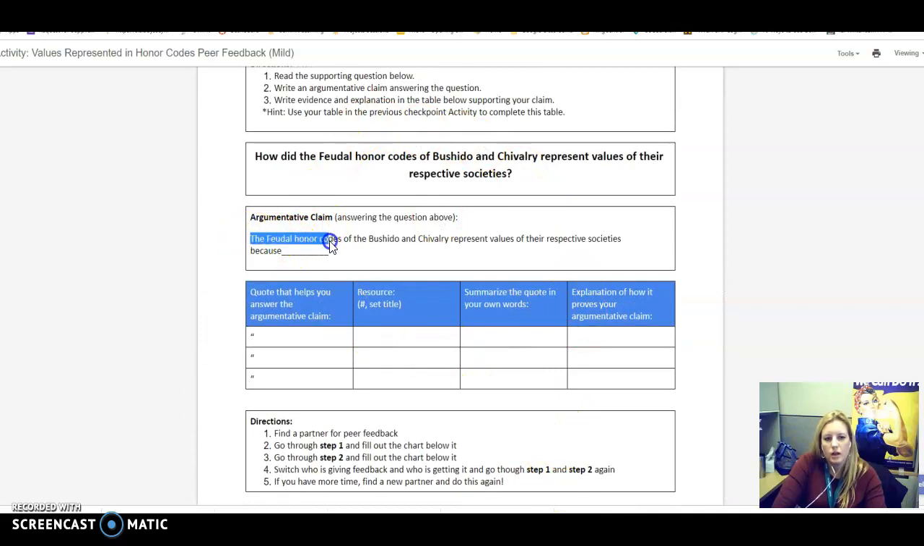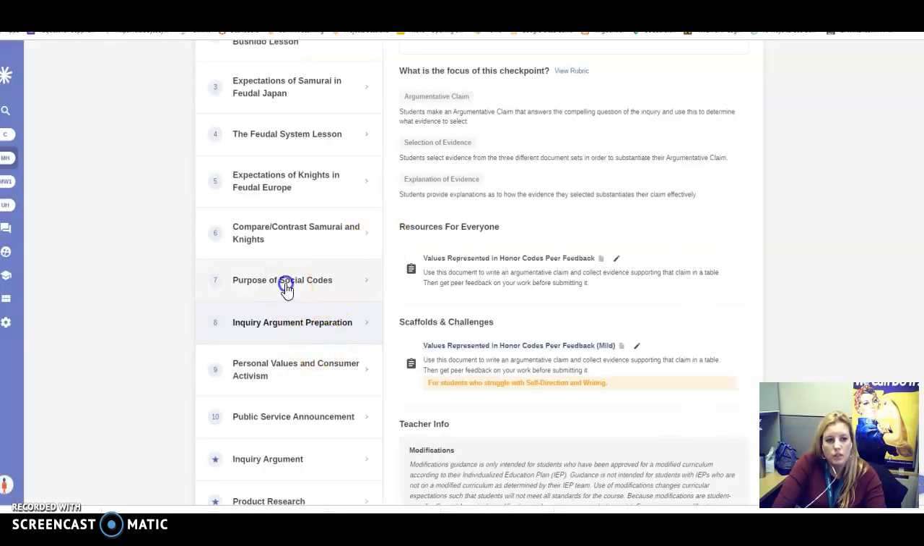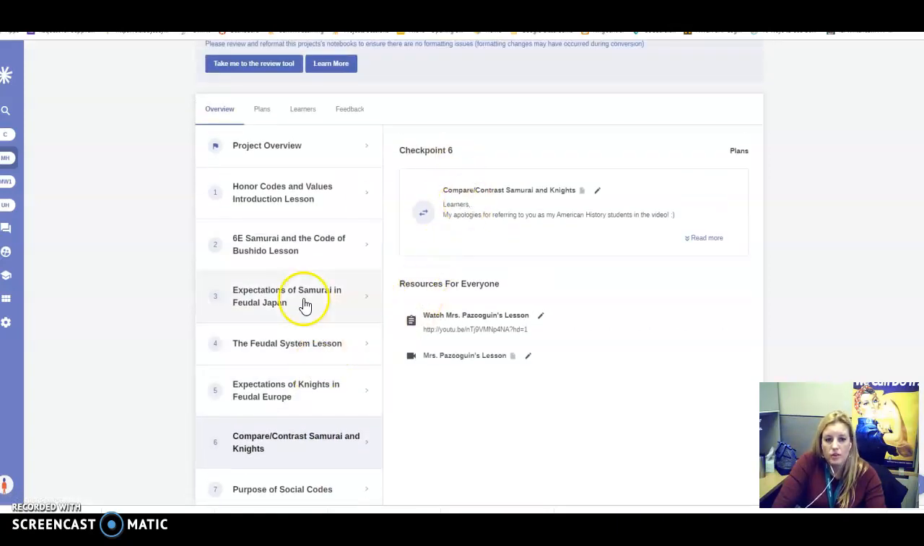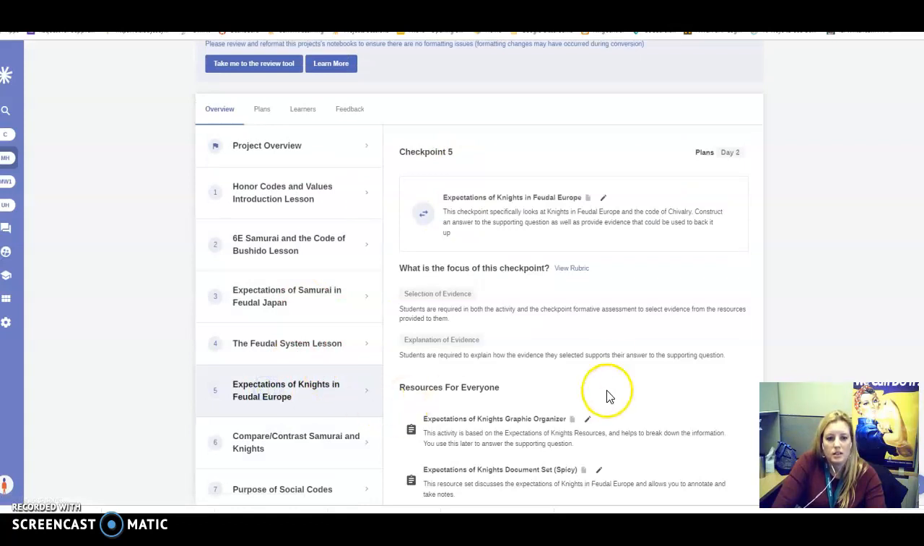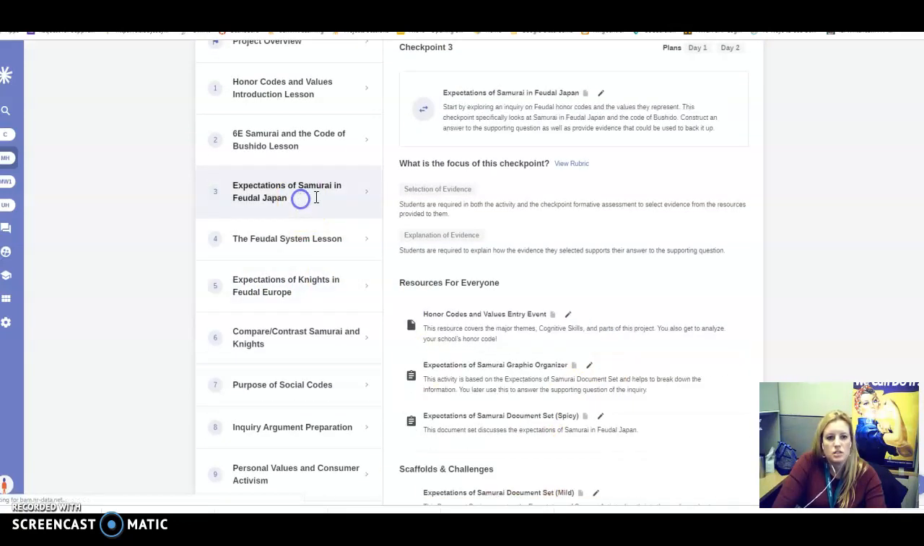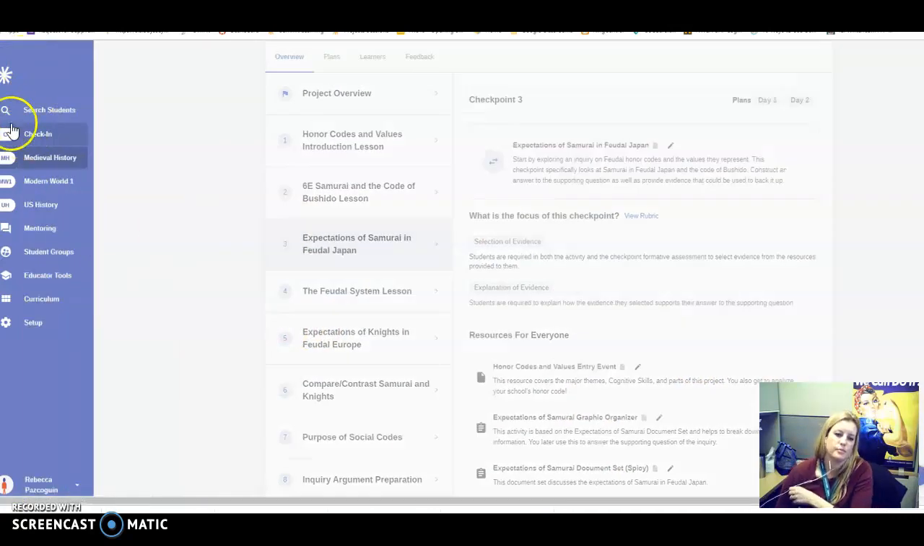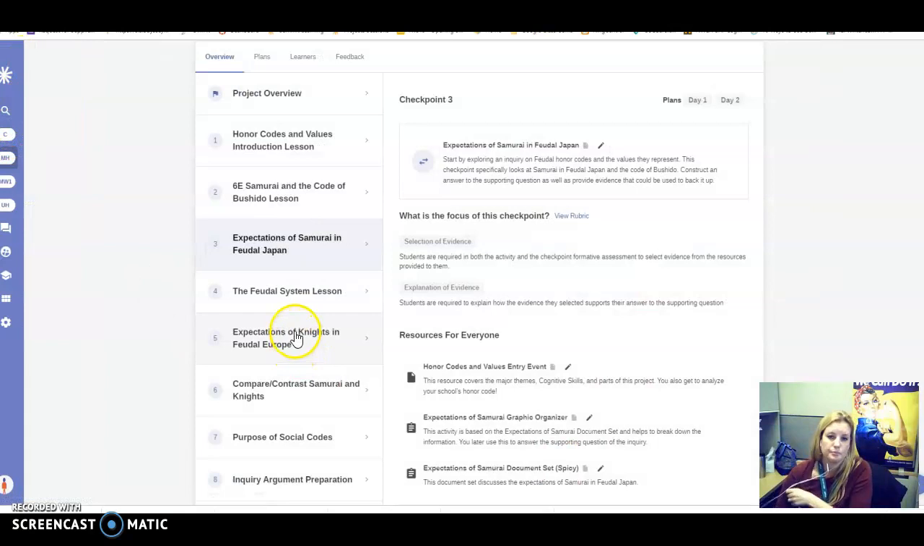Here's another more scaffolded question to help you. Think of it: the feudal honor codes of the Bushido and chivalry represent values of their respective societies because. So think of everything you have learned. Really go back to this last one too, about the purpose of social codes. Go back to these documents here. You can use any of my lessons that I gave you on the samurai and the knights, and the documents on the expectations. All that would count as your evidence. Just state where you got it from.